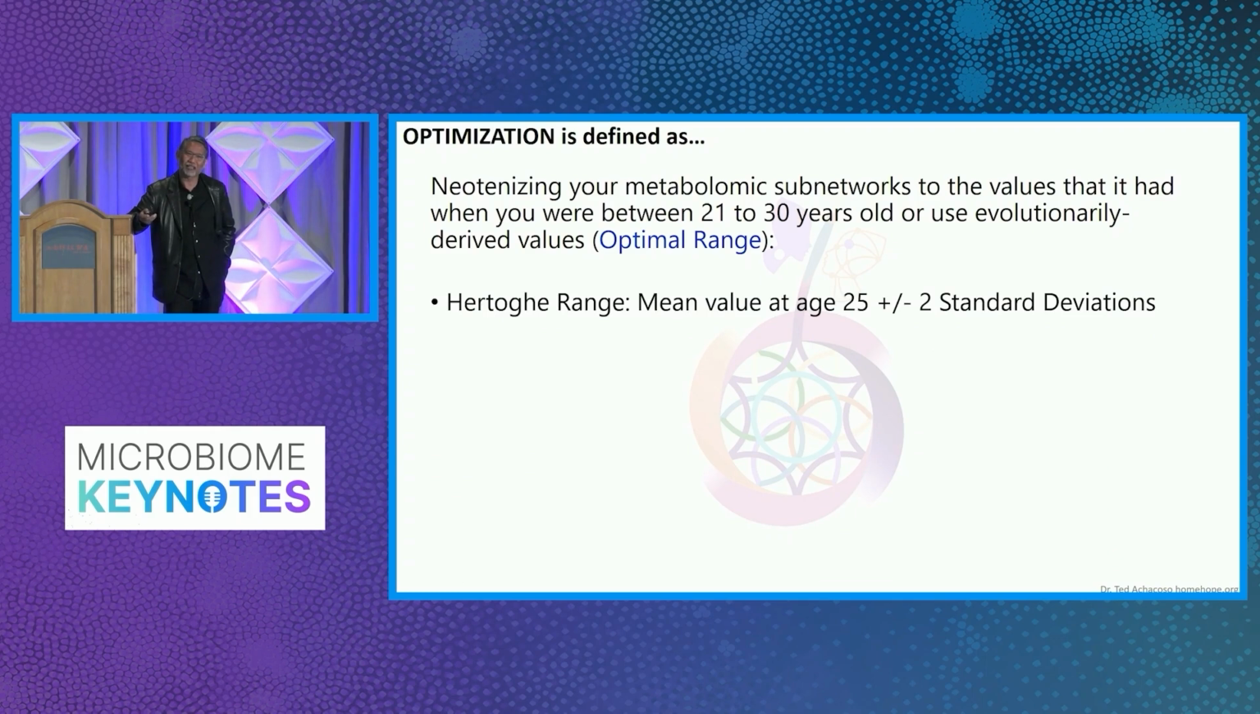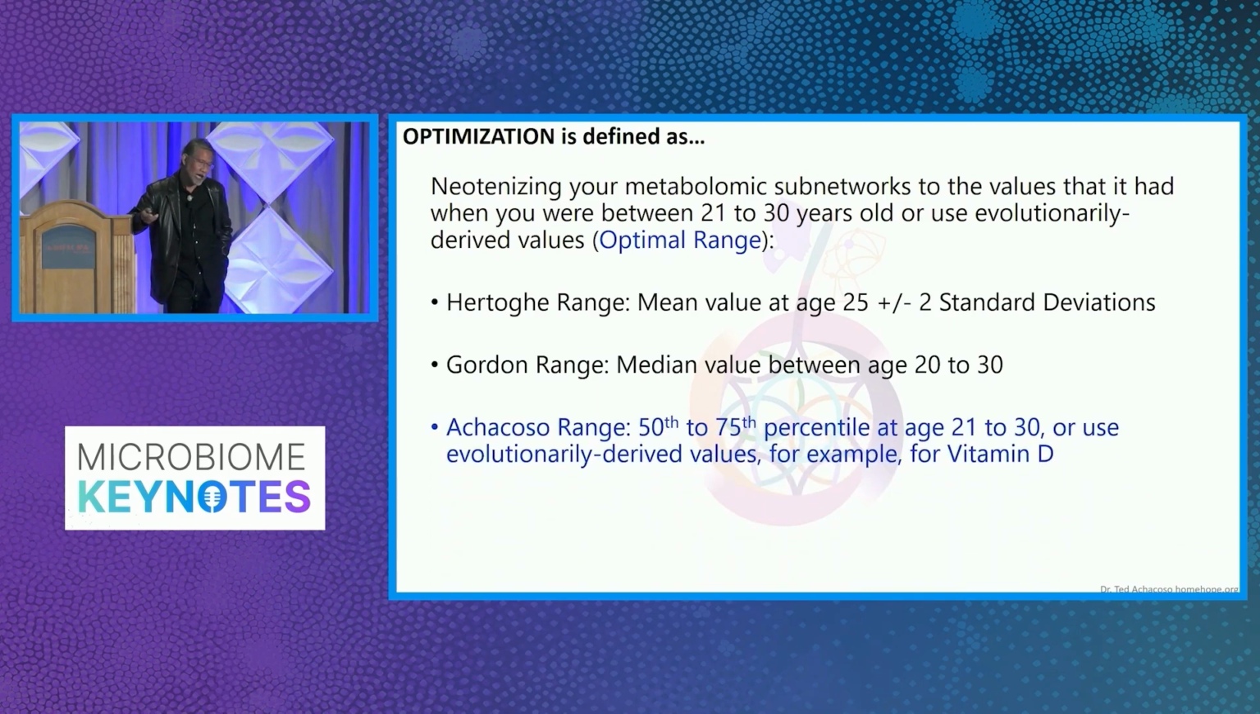Then Hertog actually did this in hormone balancing. He uses a mean value of 25 plus or minus 2 standard deviations. The United States, by the way, uses 30 for hormones. Right? Gordon takes a median value between age 20 to 30, and I use the 50th to 75th percentile at age 21 to 30, and I use evolutionarily derived values, for example, for vitamin D.